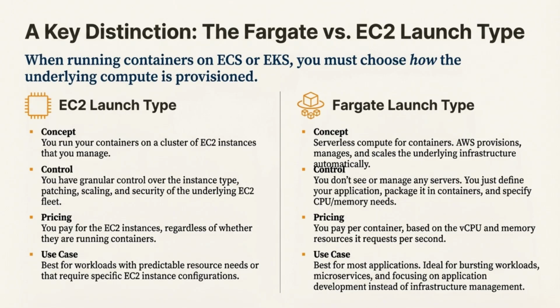The Fargate versus EC2 launch type. When running containers on ECS or EKS, you must choose how the underlying compute is provisioned. EC2 launch type. Here you run your containers on a cluster of EC2 instances that you manage. You have granular control over the instance type, patching, scaling, and security of the underlying EC2 fleet. Here you have to pay for EC2 instances regardless of whether they are running containers. It is best for workloads with predictable resource needs or that require a specific EC2 instance configuration.